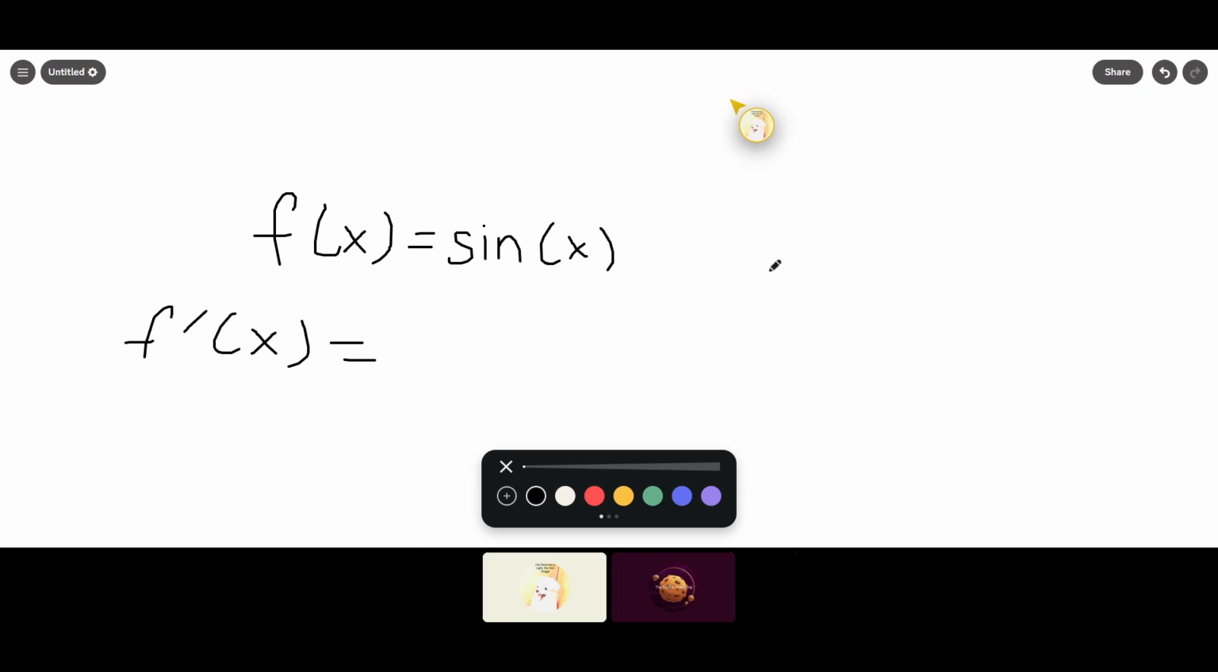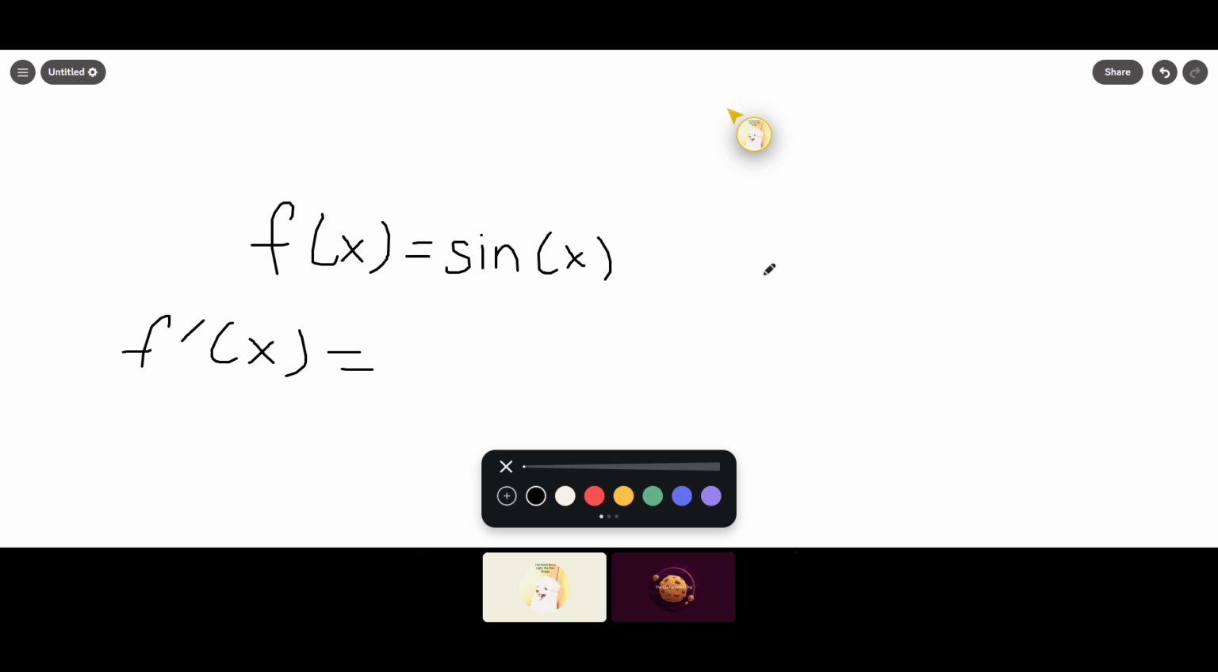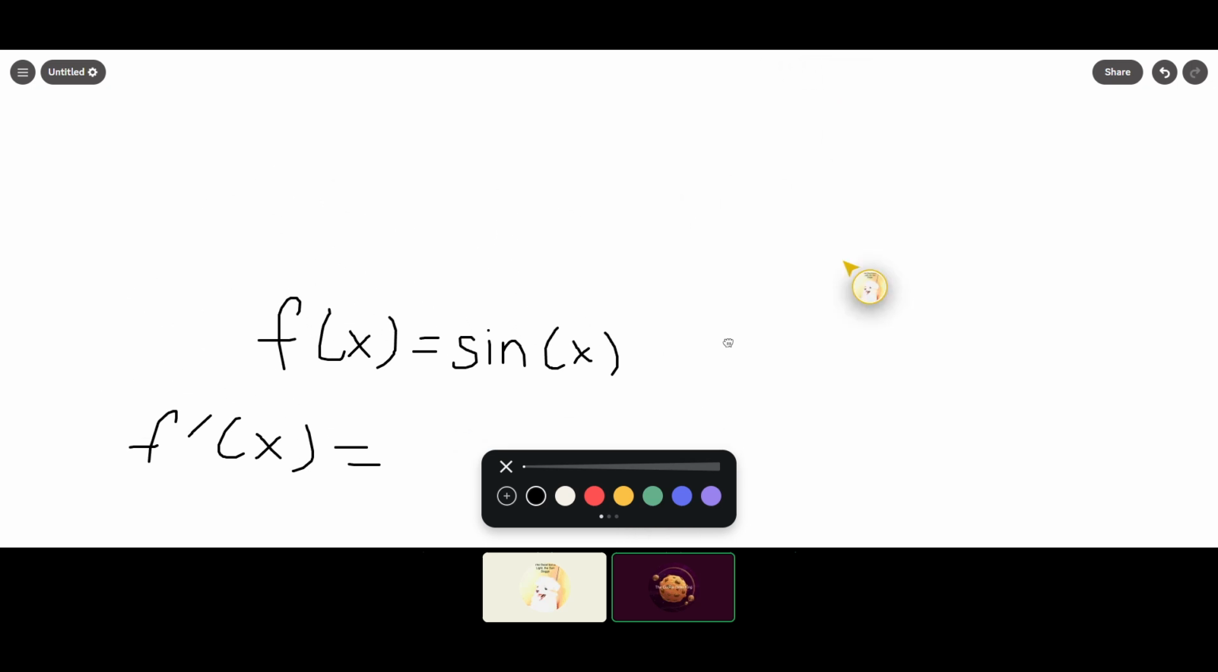Sine is the ratio between the opposite side of an angle in a right triangle to the hypotenuse. Why don't you draw me the graph of y equals sine x right now?